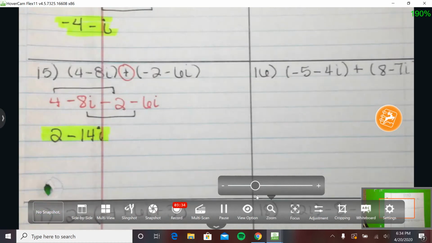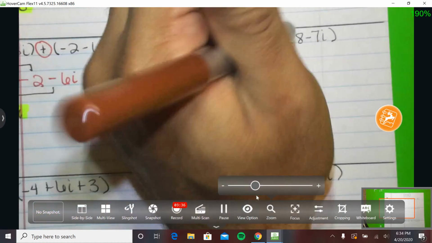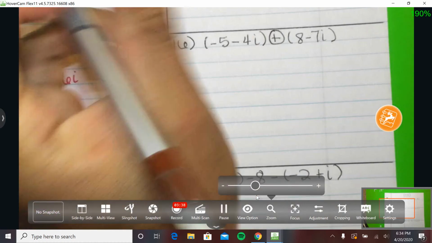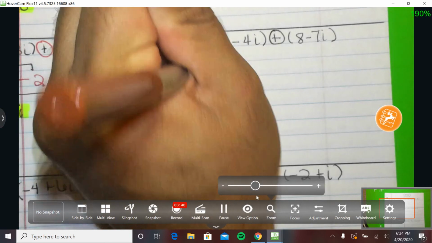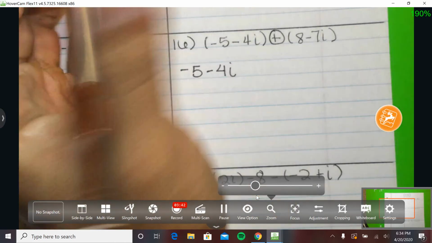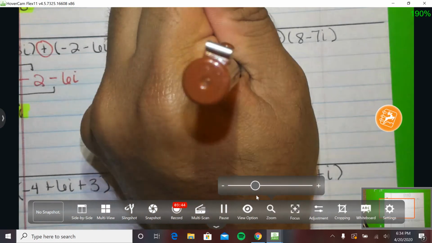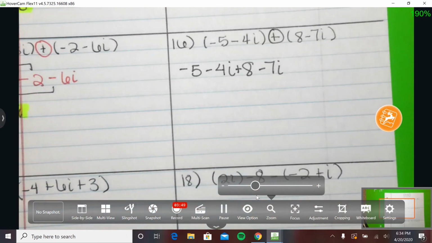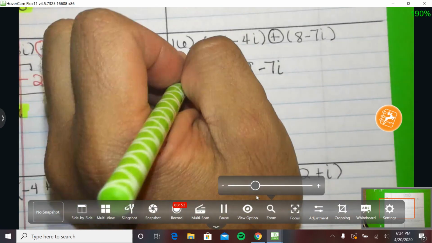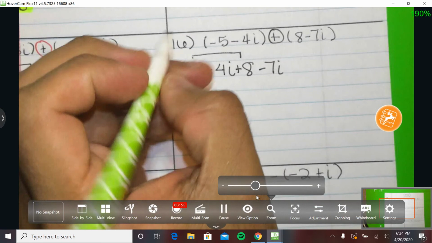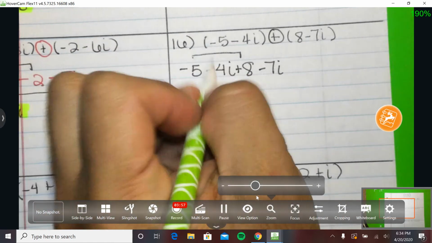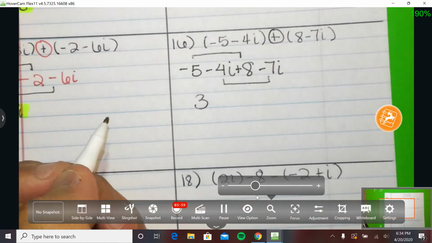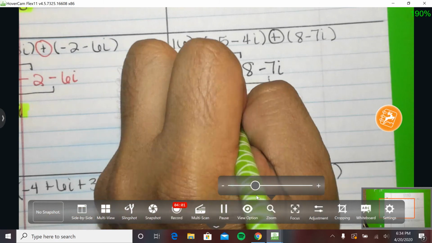The next one is 16. Here's a plus. So I'm going to have a negative 5 minus 4i. It's a positive 8. So I'm going to say plus 8 minus 7i. From there, combine my like terms. A negative 5 plus 8 is a positive 3. And a negative 4i minus 7i is a negative 11i.